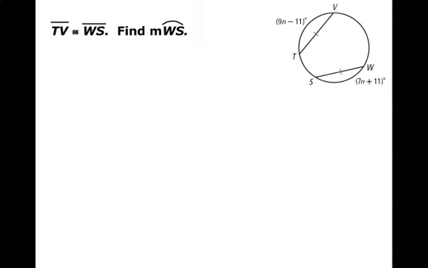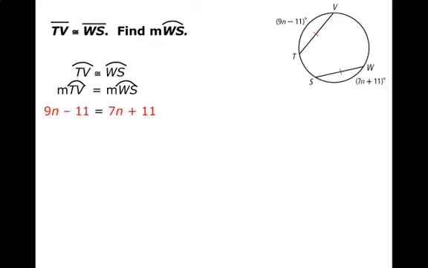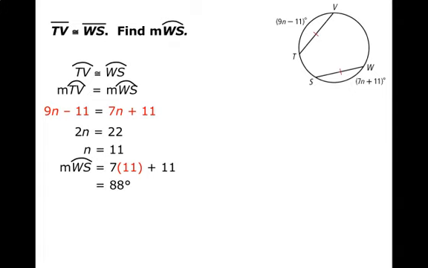So here, we know that TV is congruent to WS. We need to find the measure of arc WS. Well, if we know that chords are congruent, we know that their arcs are congruent. So we know that arc TV is congruent to arc WS. And if the arcs are congruent, their measures are equal. So we can substitute in, and we can solve for n. And once we get n, we can substitute back into arc WS, and we get that the measure of arc WS is 88 degrees.